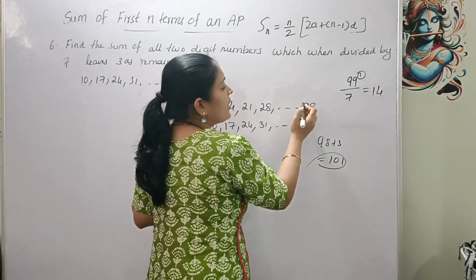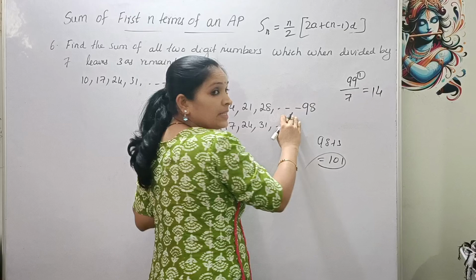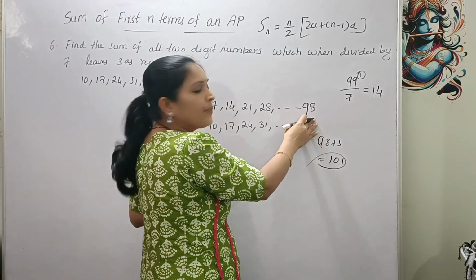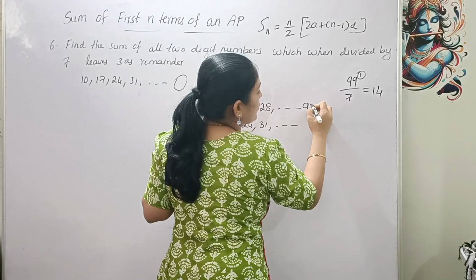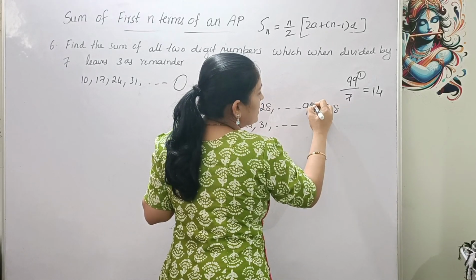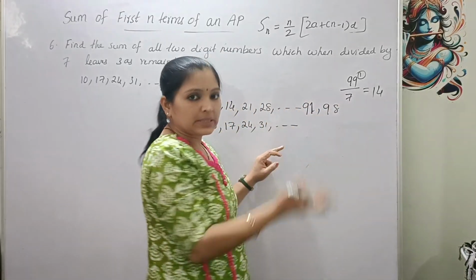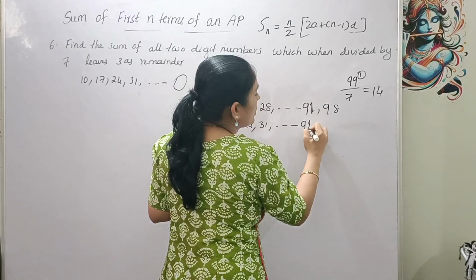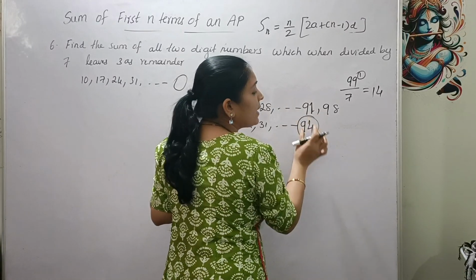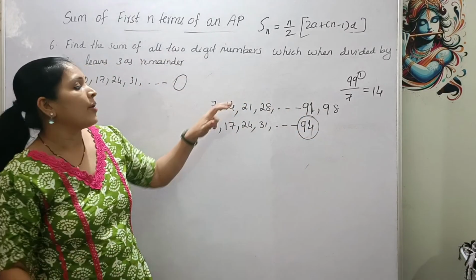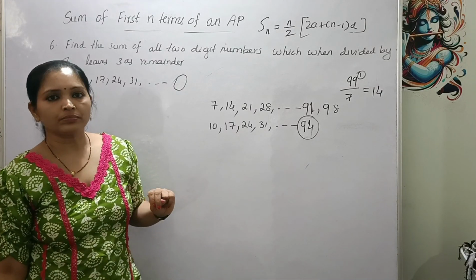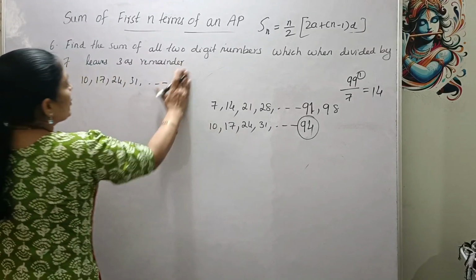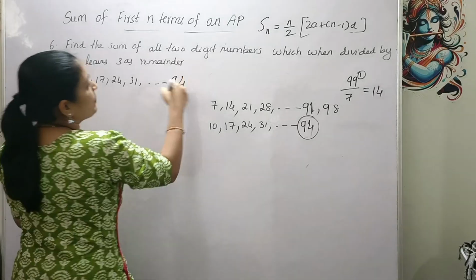Right. Therefore we have to find the preceding number of 98. Okay. So what is that number? 91. Okay. So 91 plus 3 is 94. Therefore, 94 is the last two-digit number which when divided by 7 leaves 3 as the remainder. Okay. So, 94 is the last term.